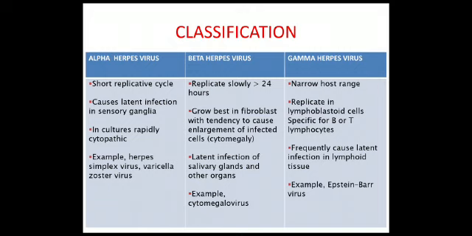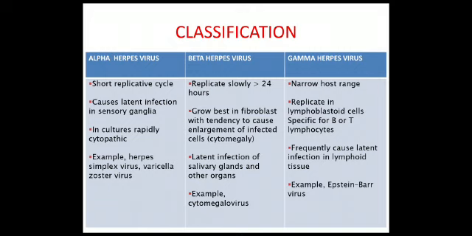The beta herpes viruses replicate slowly, more than 24 hours for the replication to occur. The growth is best seen on fibroblasts, which have a tendency to cause enlargement of the infected cell, therefore cytomegalo. The latent infections of these beta herpes viruses are in the salivary glands and other glands. An example of a herpes virus which belongs to this subfamily is the cytomegalovirus.